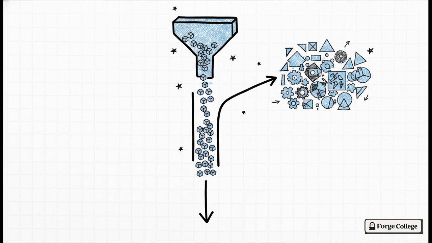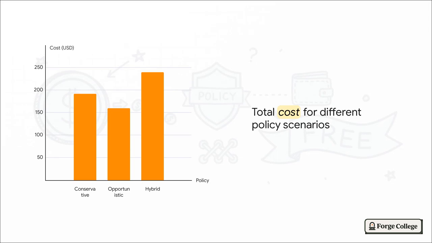Picture a batch of 100 user onboarding operations. Let's say 80 of them are basic ERC20 token transfers. The other 20 are the heavier, more complex account abstraction meta-transactions. Now look at the massive swing in our financial outcomes just by changing the policy we apply to this exact same batch of transactions. A conservative policy that only sponsors the basic transfers, that runs us $192.